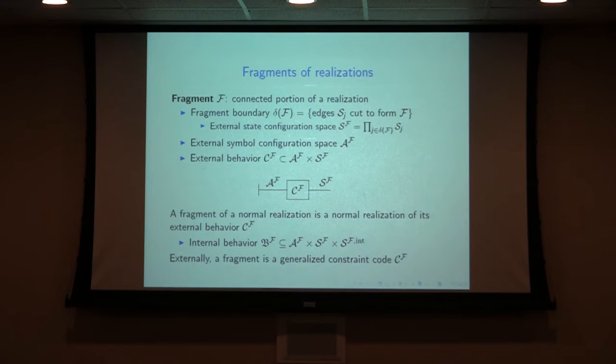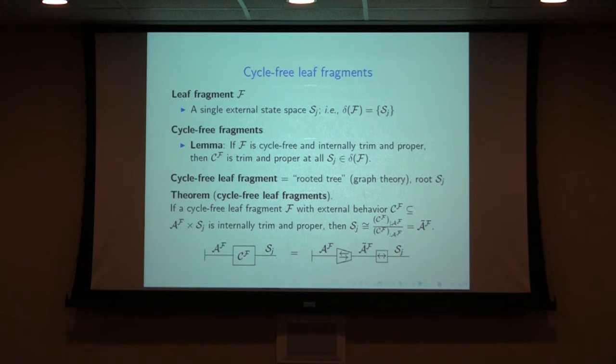Okay, fragments of realizations. These are definitions. A fragment of a realization is what you think. You cut out a certain part of the realization, and you consider only a fragment. Internally, you can think of a fragment as being a realization of its external behavior. Its external behavior is like a generalized constraint. A leaf fragment is one that you get from cutting just a single internal variable, a single edge in the graphical picture. And so that gives us a leaf fragment.